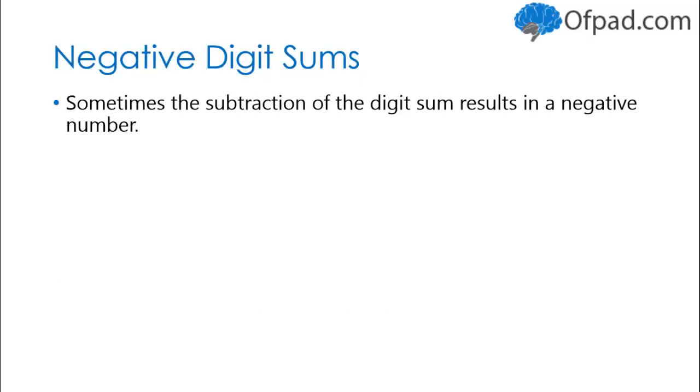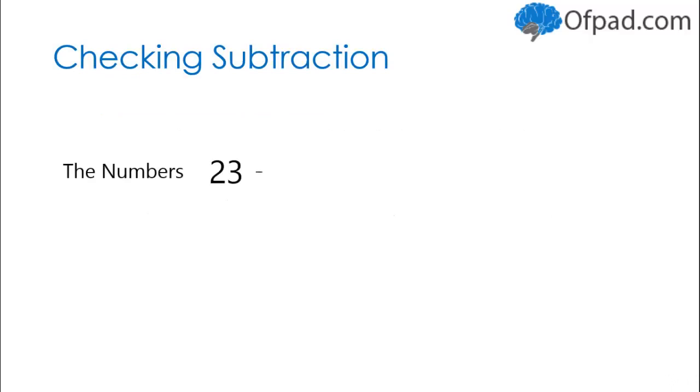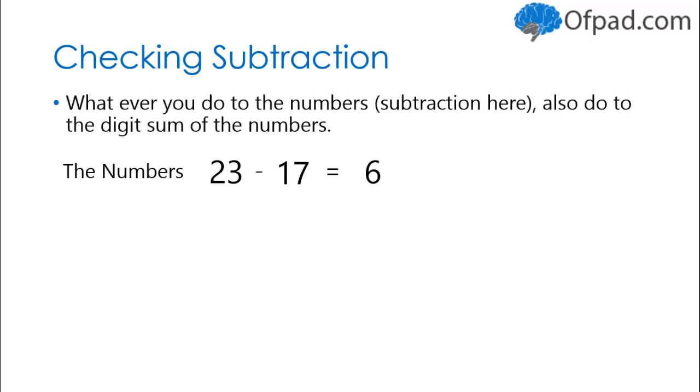Sometimes the subtraction of the digit sum results in a negative number. If the subtraction of the digit sum is negative, add 9 to the negative number. Let's look at an example. Let us check if the difference 23 minus 17 is equal to 6 without explicitly calculating it. Adding 2 and 3 in 23, we get the digit sum of 23 as 5. Adding the 2 digits of 17, we get the digit sum of 17 as 8.